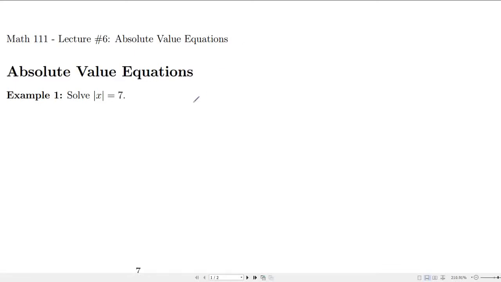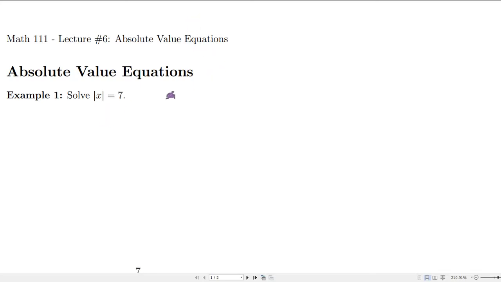Okay, so this lecture we're going to talk about absolute value equations. So we're going to solve equations that happen to have absolute values in them. So as you read this section, there's lots of examples. I'm just going to slowly get to more complex ones as I go along. So let's start out with a really basic one.